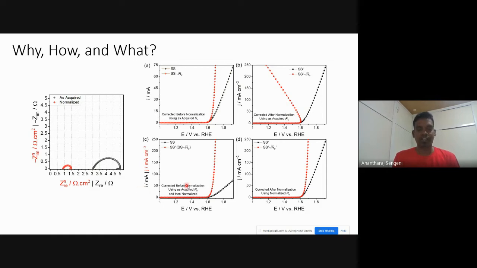And there is a third case. What we can do is just take the as occurred activity and correct it for IR drop compensation by taking the as occurred RU. Then we can normalize it, and again we will have an activity that is normalized by area and also corrected for IR drop, with an acceptable shape of LSV.